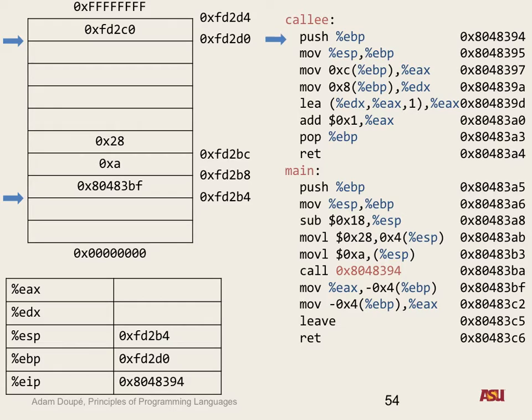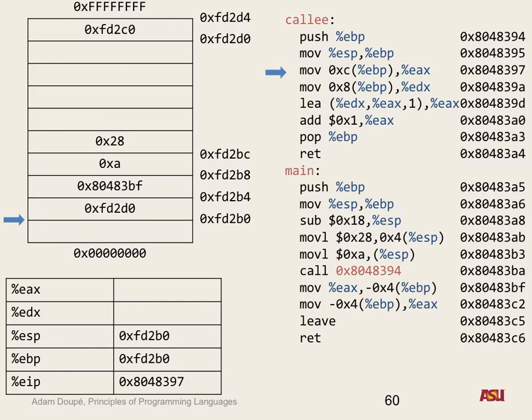So now we have a new function that gets called, right? And it has its prologue. It says, I don't know who called me, but I have to save their base pointer. So the very first thing it does is push that base pointer on. And then it sets up its own base pointer that says, OK, my base pointer is going to be here.